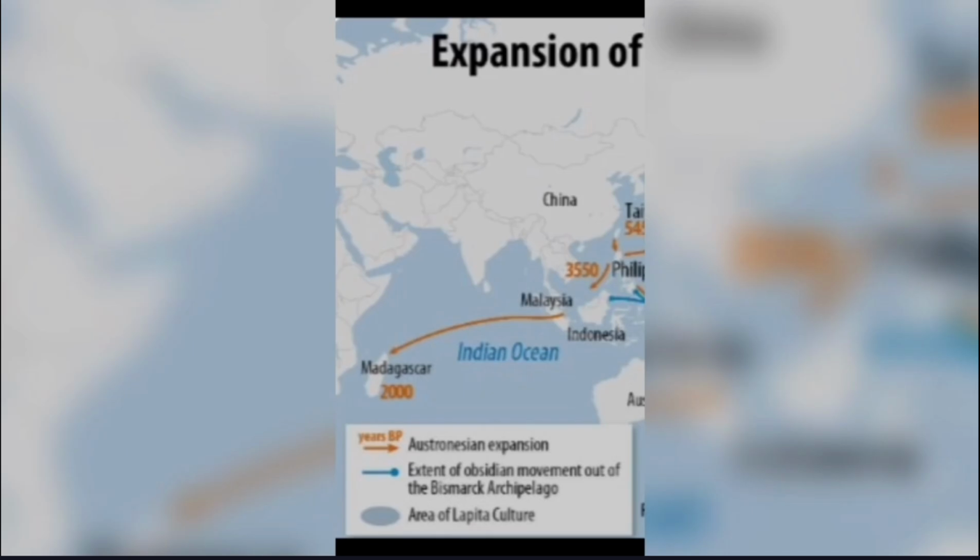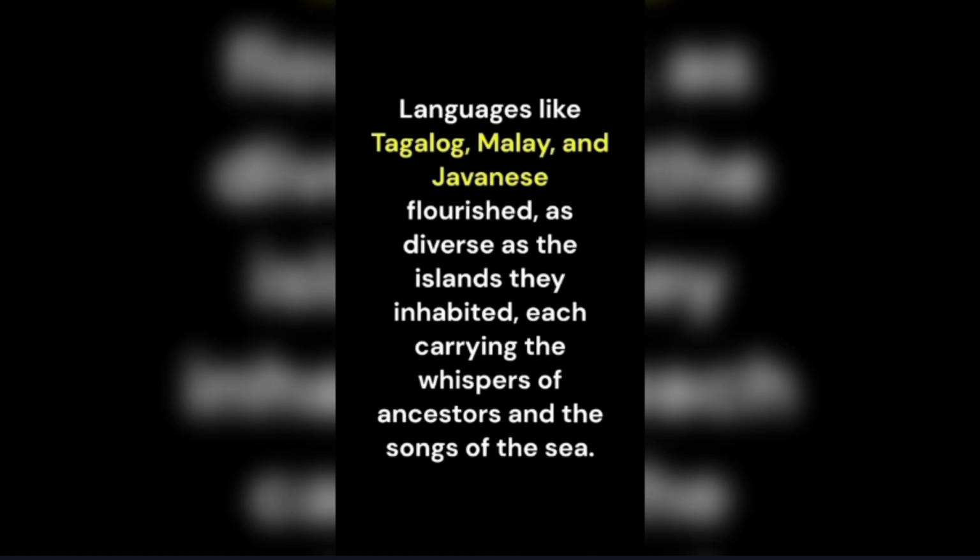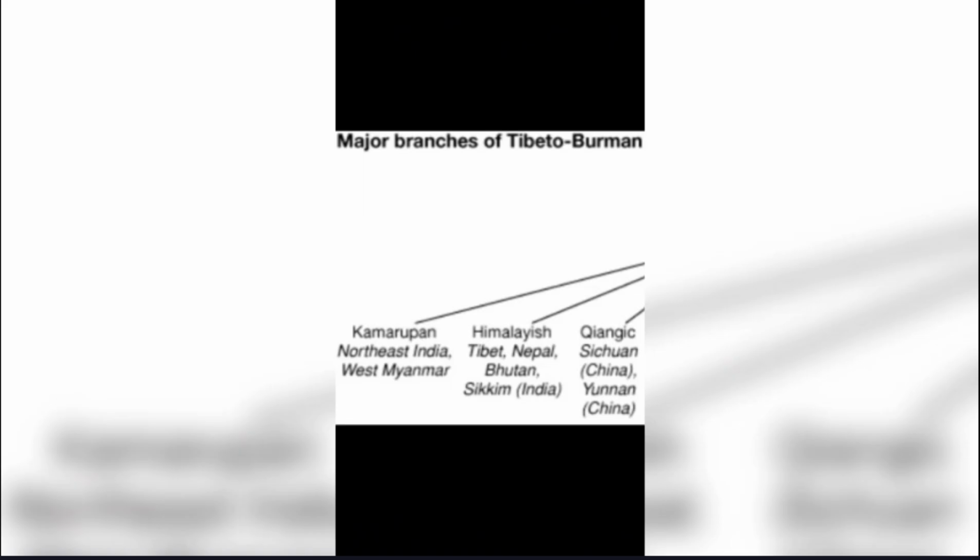Then came the Austronesian expansion, a linguistic odyssey that started from Taiwan and sailed across the seas. Languages like Tagalog, Malay, and Javanese flourished, as diverse as the islands they inhabited, each carrying the whispers of ancestors and the songs of the sea. The Tai family, with Thai and Lao, emerged in the region, their tonal melodies harmonizing with the rhythms of the Mekong River. Meanwhile, the Tibeto-Burman languages, like Burmese, echoed in the highlands, narrating tales of mountain gods and ancient kingdoms.